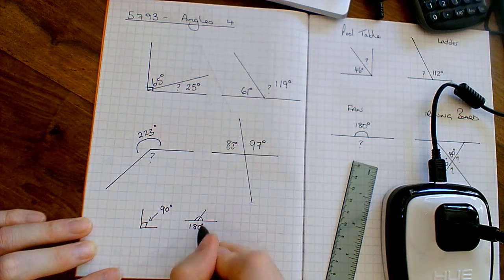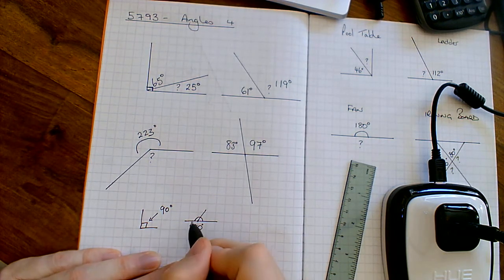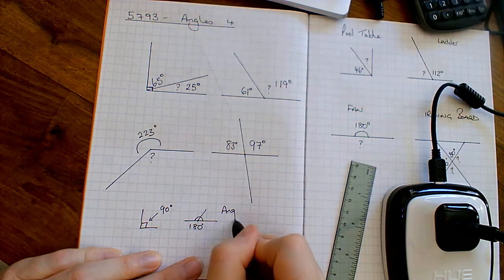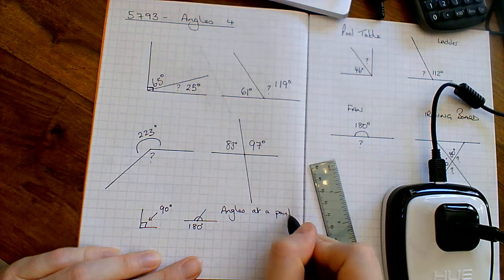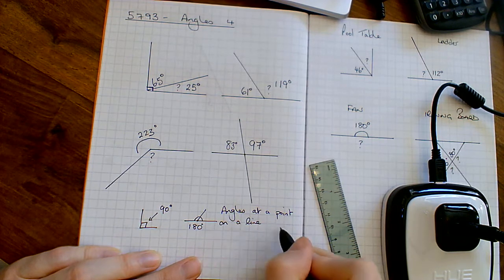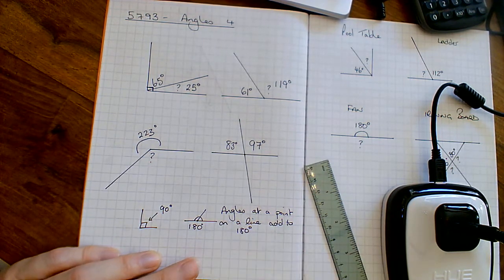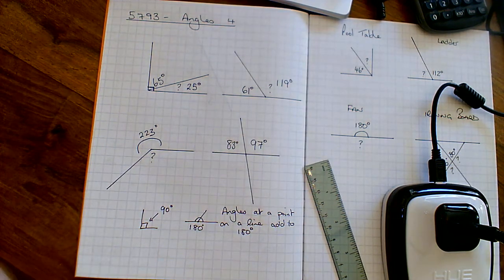Now, one of the things you should mention is that it's not just angles on a straight line, but angles at a point on a line. So, let's write that down: angles at a point on a line add to 180 degrees. Okay, so that's the rule for angles at a point on a line.